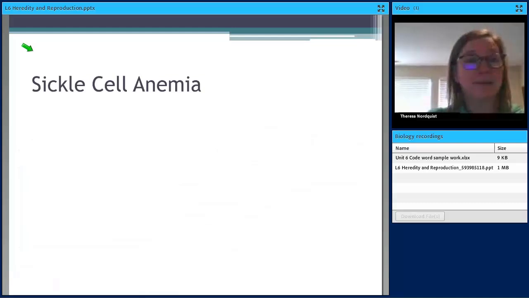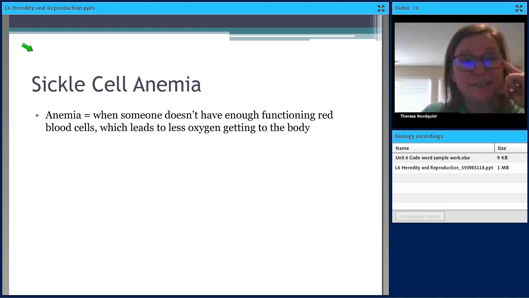Okay, the other thing that gets brought up in this lesson is sickle cell anemia, and this is a really interesting one, because the mutation that causes sickle cell anemia is a positive mutation in some way.